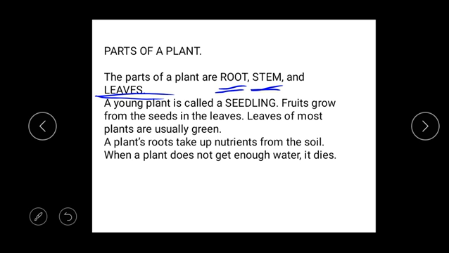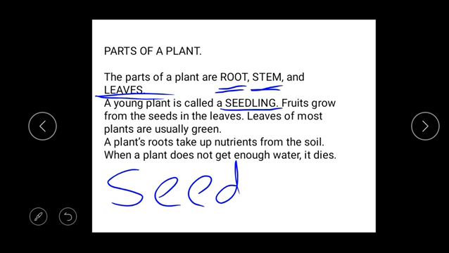Another thing we need to learn about the parts of a plant is that a young plant is called a seedling. Young plants are called seedlings. And fruits grow from the seed in the leaves.